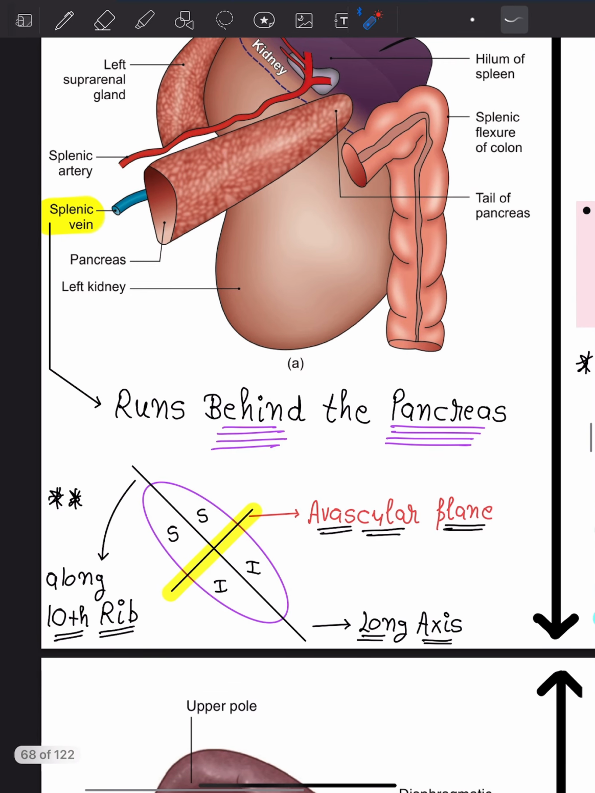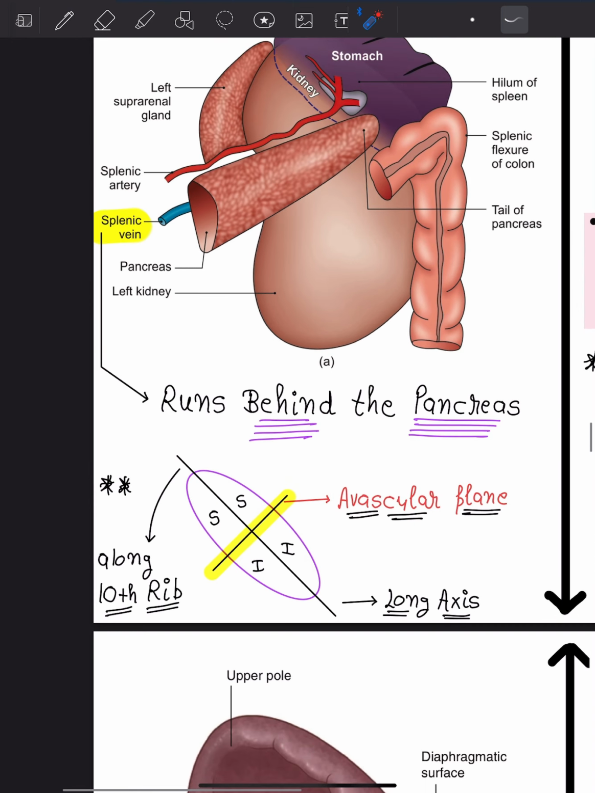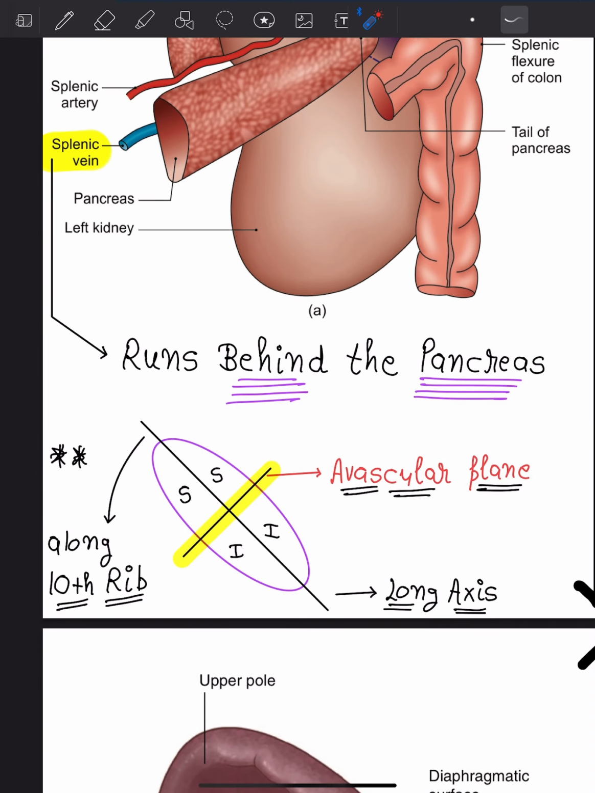Now we have something known as the avascular plane of the spleen. What's that? How will you determine the avascular plane of the spleen? Okay, so when we keep the spleen in this anatomical position, here you'll have the 10th rib. Okay, this will be the ribs, and if you draw a long axis along the 10th rib and make a plane which divides the spleen into two equal halves, the superior and inferior halves, this plane dividing the spleen exactly into two equal halves will be the avascular plane. Okay, so whenever you have to give an incision on the spleen, the surgeon prefers to give the incision on the avascular plane. Okay.